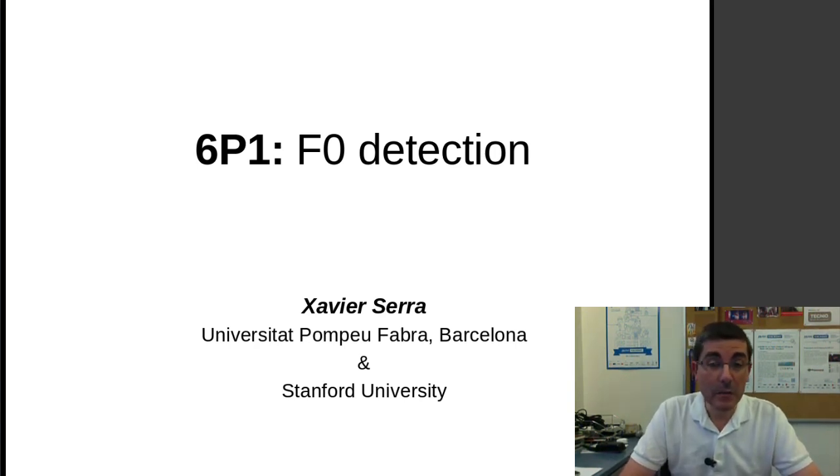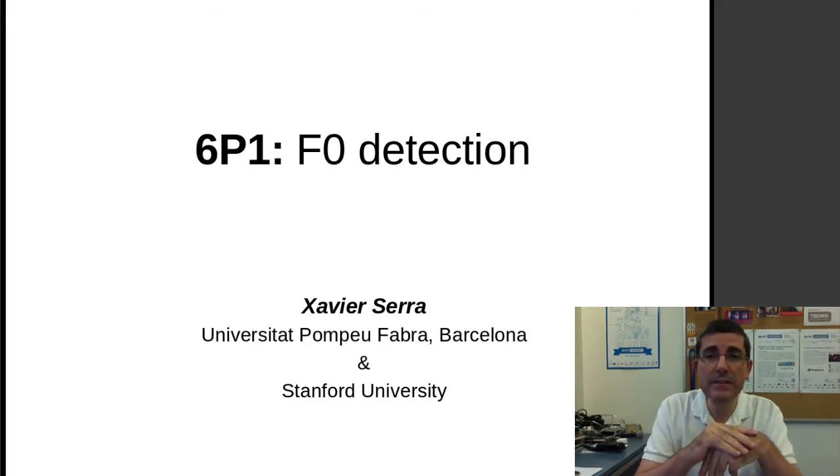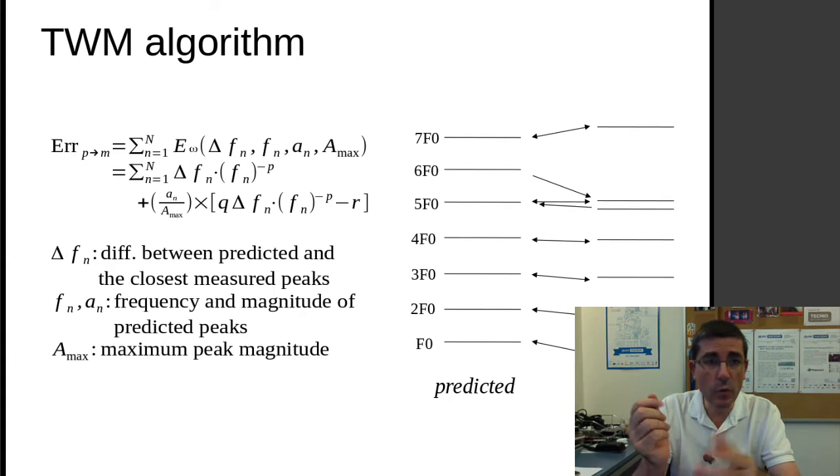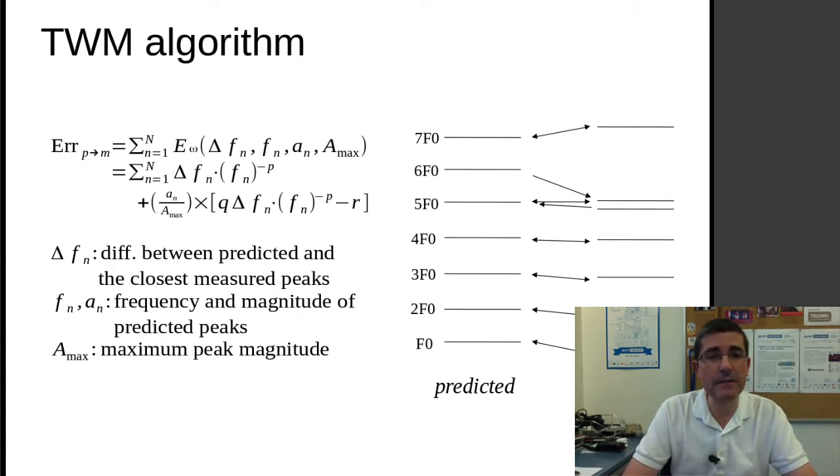This week we're talking about the harmonic model, and in this programming lecture I want to talk about the implementation of it, in particular the first part of it, the part that requires detecting the fundamental frequency so that we can then identify the harmonics of a given sound. So we will be talking about one particular algorithm, the two-way mismatch algorithm. That's an algorithm that we presented in the theory lecture, and it's a frequency domain algorithm that basically tries to identify possible harmonic series that match the peaks of a spectrum.